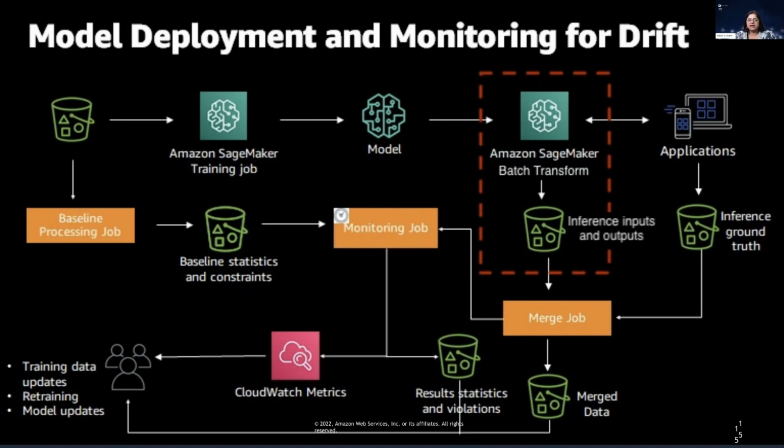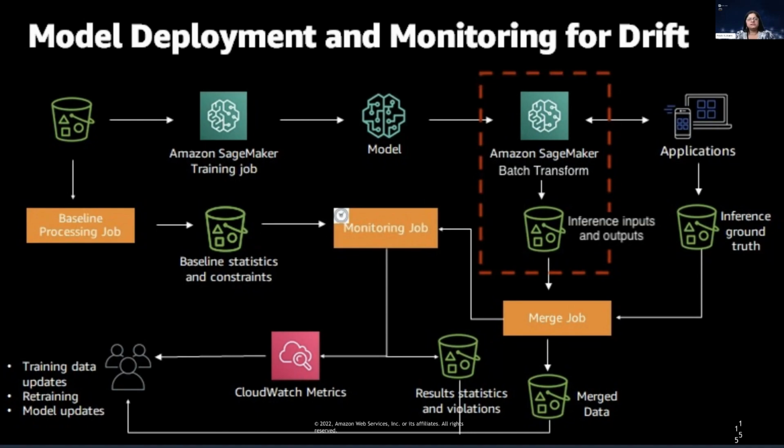Now, in this case, it is a batch transform, but it could be a real-time endpoint. Those two variables are merged, and the merged data is also made available to you. And a monitoring job is going to monitor results of the merged job. And then the workflow goes similar to the way the data quality workflow goes, where you can look at the thresholds and the statistics, and a violation report is generated in CloudWatch, and you can take action on that. Essentially, this is like looking at the overall model quality and not just the data quality.